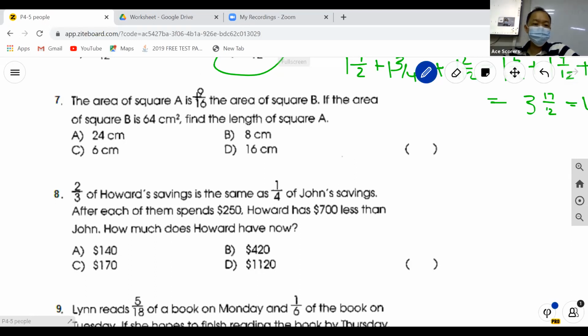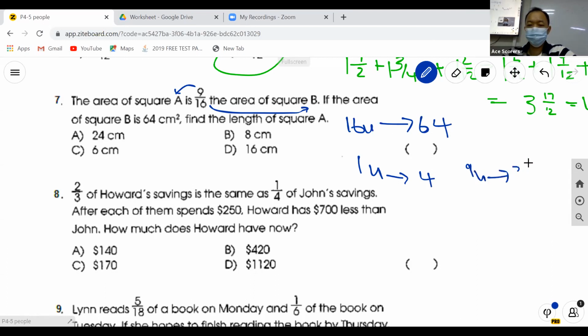Okay, the area of square A is 9, and then B is 16. So if the area of B is 64, find the length. What this means is 16 units represent 64. So I want to find what is 1 unit. 1 unit represents 4. And for A is 9 units. 36. Okay, so it's 36 cm. The length of square A, length will be 1/4 of 36.